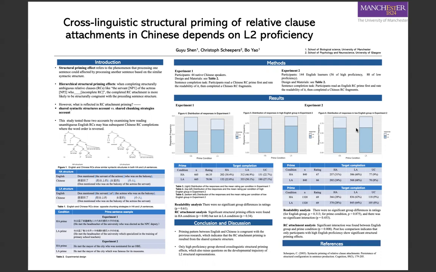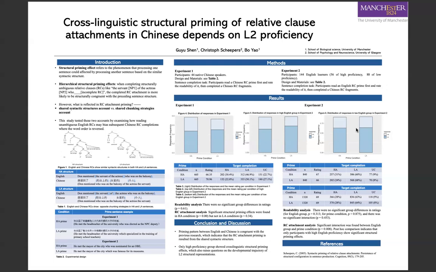The aim of this research is to provide an answer to this question. We investigate how reading an unambiguous English relative clause may bias subsequent Chinese relative clause completions. English and Chinese relative clauses are similar in hierarchical syntactic structure. However, they're different in word order. So this cross-linguistic relative clause attachment priming offers an opportunity to dissociate the syntactic structure from the chunking strategy.